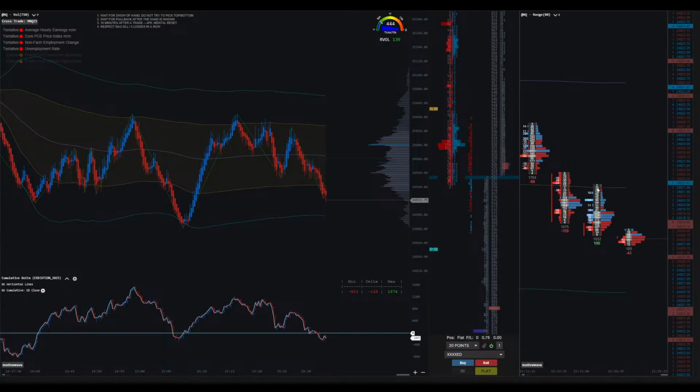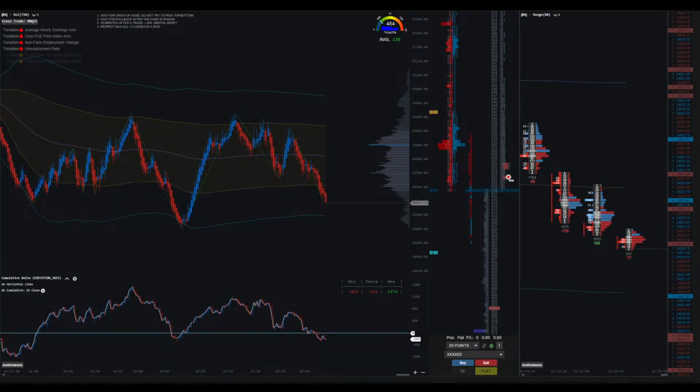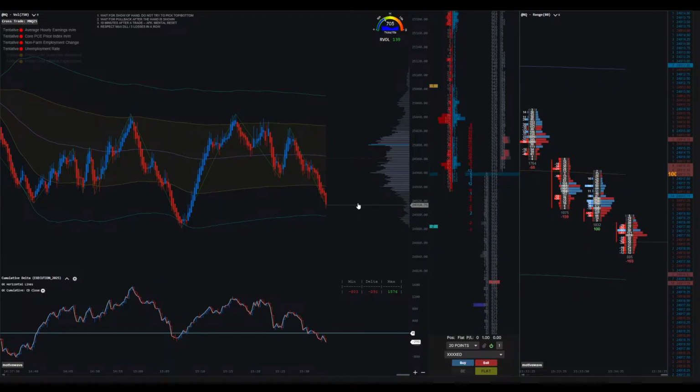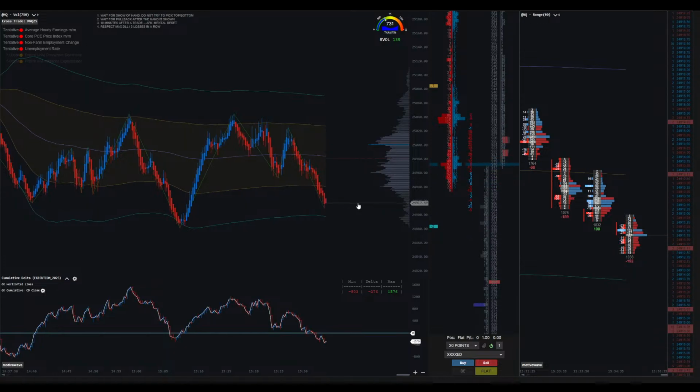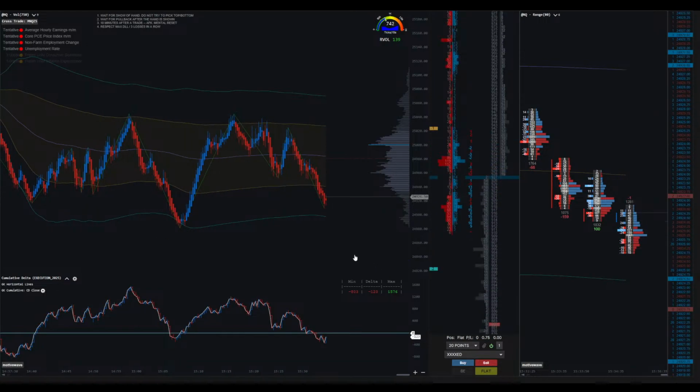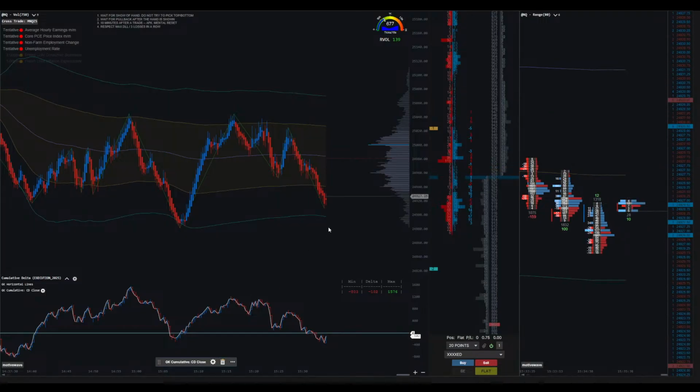Buyers were trying, but sellers are piling on. So that's not a good sign. Big sell for the good old buyers. I mean, yeah. Anyway.